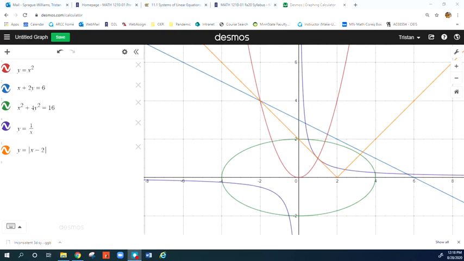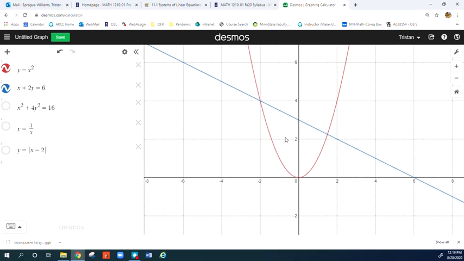So I have on Desmos here a bunch of different equations and their graphs. One of these is a line. The blue one, second one here, is a line. But we've got a parabola, we've got an ellipse, which we're going to study in chapter 12, coming up soon. We've got y equals 1 over x, which is a type of rational equation, and we have an absolute value equation here. So let's get rid of most of these here.